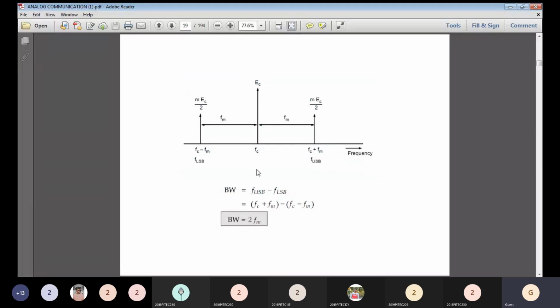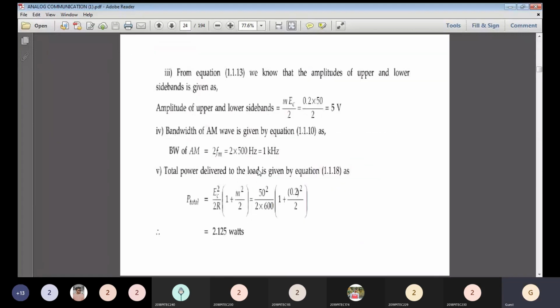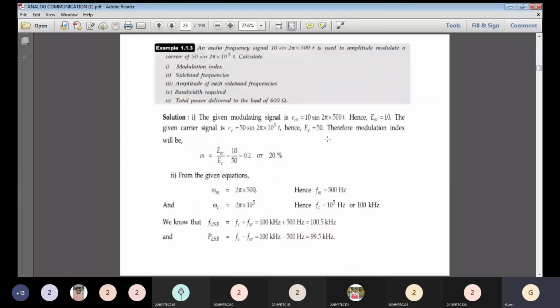The calculated numerical values. So in this problem, what we have calculated, the MAV is 5 volt. So the sideband voltage value is 5 volt. EC is 50 volt. The center amplitude value is 50 volt. The sideband frequency is 105 and 99.5. The center frequency is 100 kilohertz. So the spectrum is a simple one.